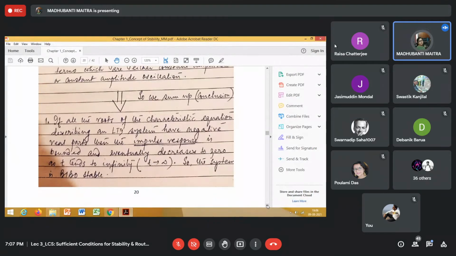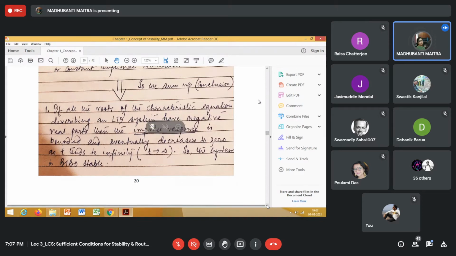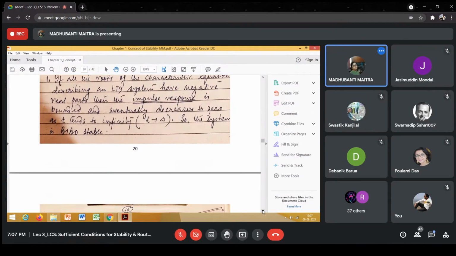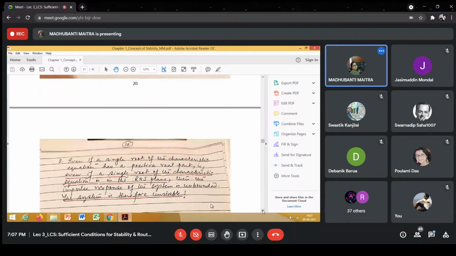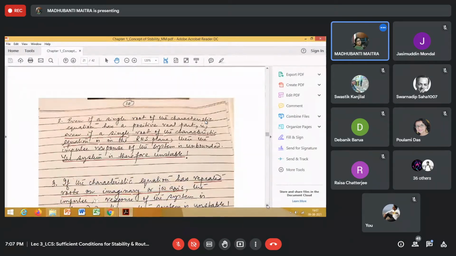Also, we have already discussed two notions of stability, that is BIBO stability and asymptotic stability. And for a linear time invariant system, we know that if a system is BIBO stable, then it will be an asymptotically stable one as well, which is not true for nonlinear systems.